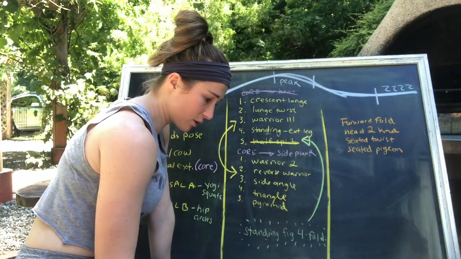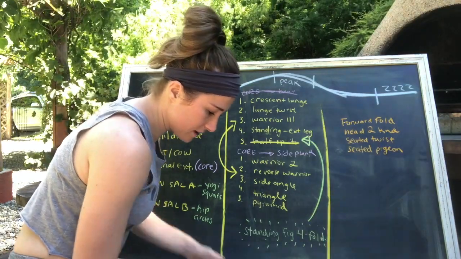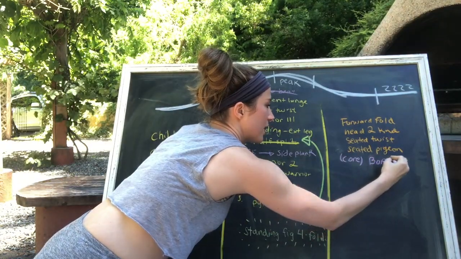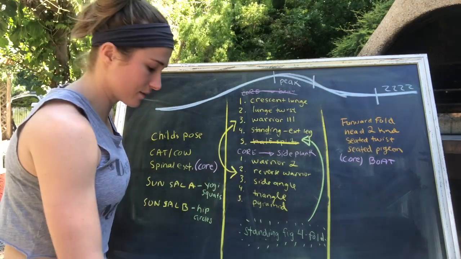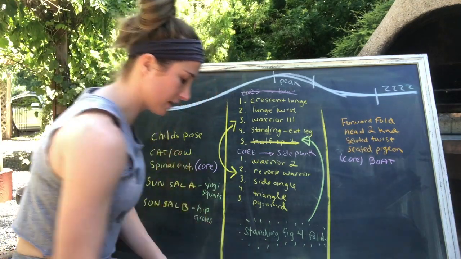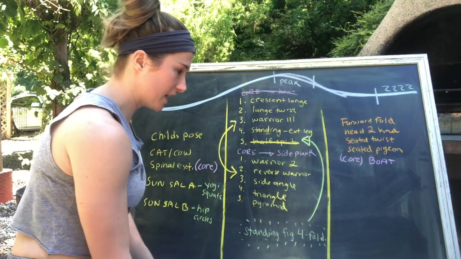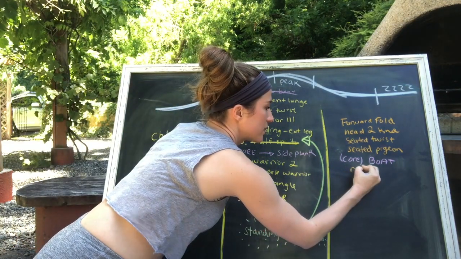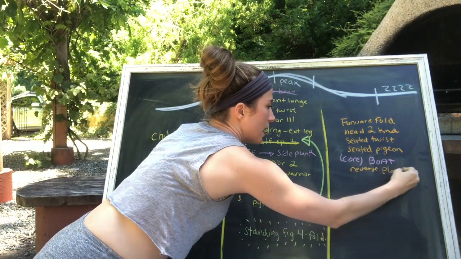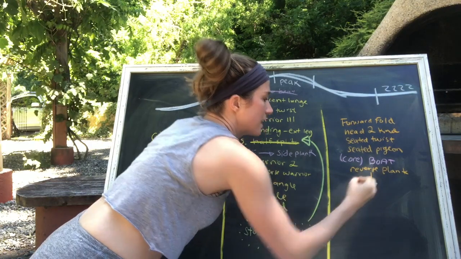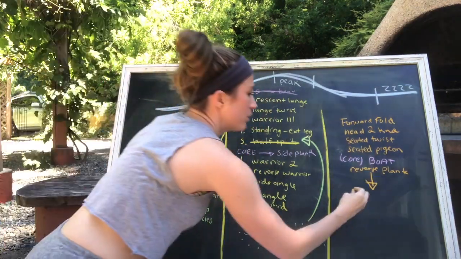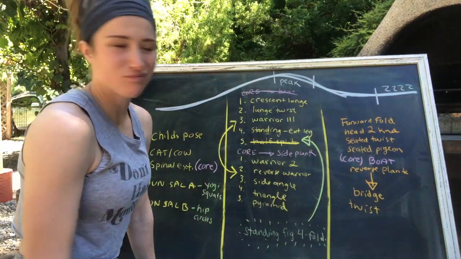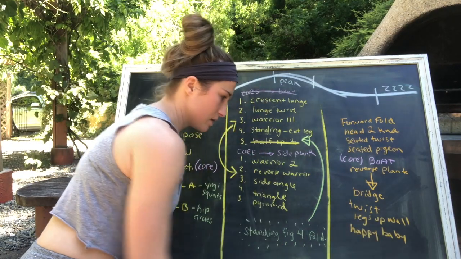If you want to add more core here, this is the place to do it. Core. Put a boat pose in there. I might delete that because we're not working on core in this class. We're working on our hips. Reverse plank. It's always good to do a reversing after. And then we're going to come to lying down on our backs. Bridge, twist, inversion, happy baby, and then shavasana.